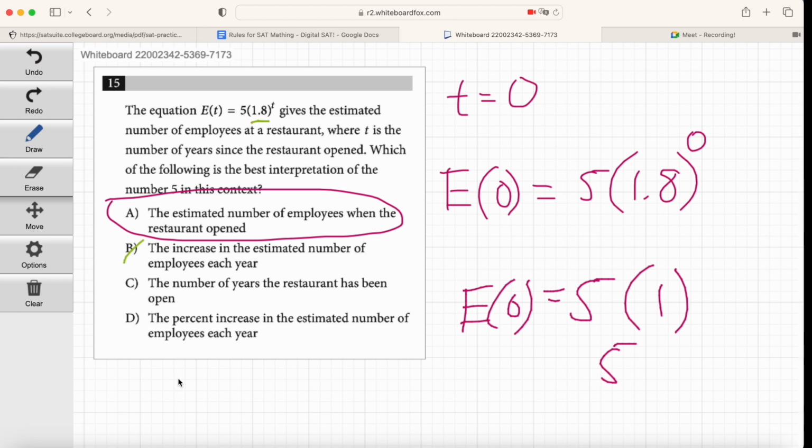Go and read C. The number of years the restaurant has been open. That doesn't make any sense. Again, that's the T value, the number of years since the restaurant opened, right? That's not going to be the value of 5. Does that make sense why we can eliminate C, even if you weren't sure what the right answer was? And then D, go and read D as well.